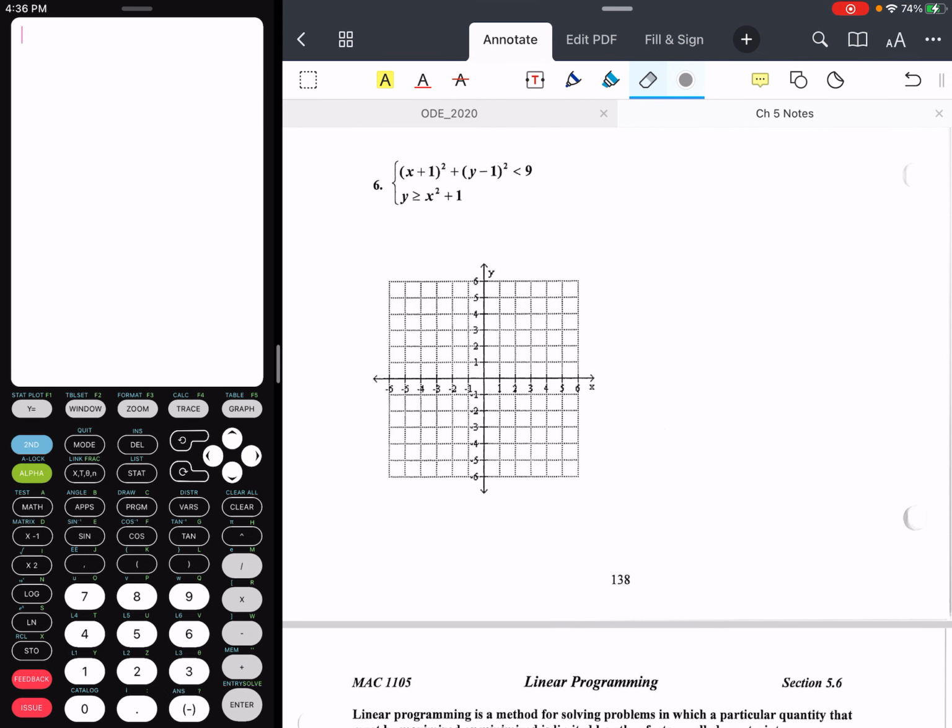All right, for number 6, again, my first inequality represents a circle. Here we've got a circle that's centered at, because it says x plus 1 squared, negative 1 for x. And then y minus 1 squared means positive 1 for my y coordinate. And then again, r squared is 9, so that means that r equals the square root of 9, which is 3. So I have a circle centered at negative 1, 1, radius of 3: 1, 2, 3 up, 1, 2, 3 left, 1, 2, 3 down.